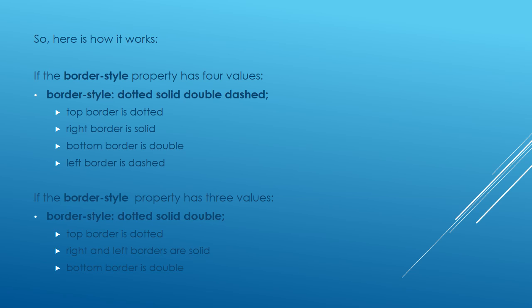So, here is how it works. If the border-style property has 4 values: border-style, dotted solid double dashed, top border is dotted, right border is solid, bottom border is double, left border is dashed. If the border-style property has 3 values: border-style, dotted solid double, top border is dotted, right and left borders are solid, bottom border is double.